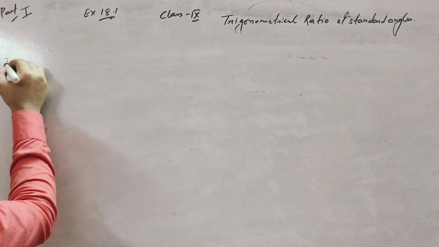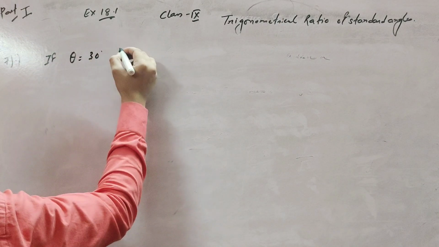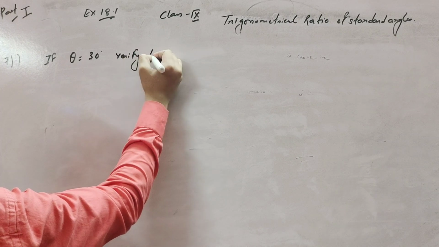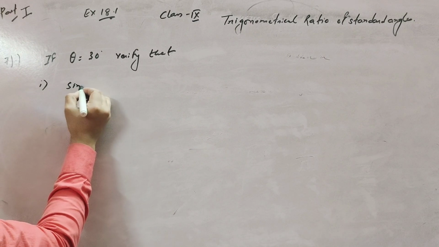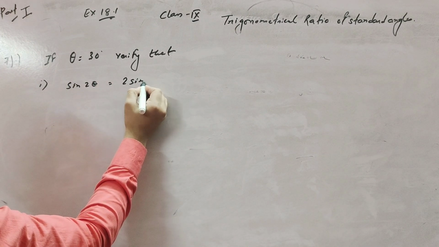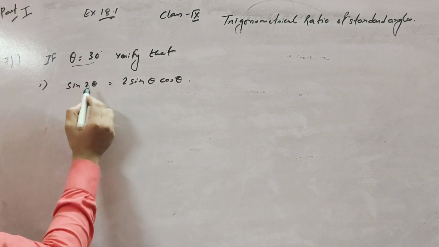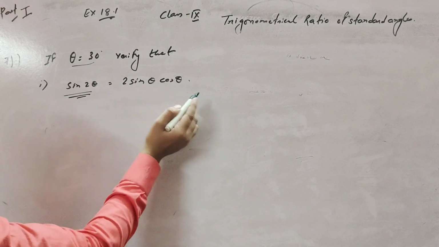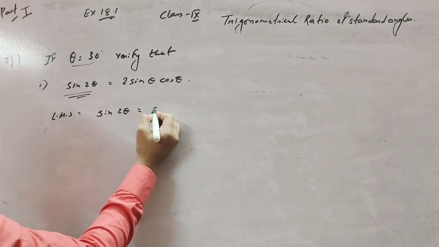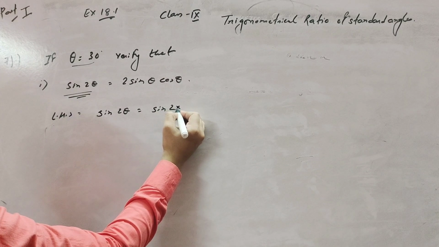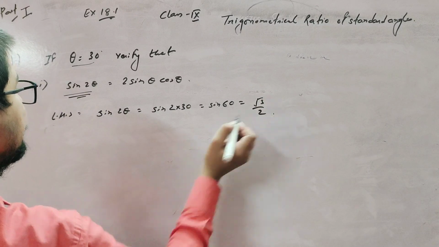Question number 7.1. If theta equals 30, then verify that number 1, sin 2 theta equals 2 sin theta cos theta. Okay, so if theta value is 30 degrees, then prove that the LHS equals RHS. So LHS equals sin 2 theta, theta is 30 degrees, so sin 60 degrees, and sin 60 degrees is root 3 by 2.